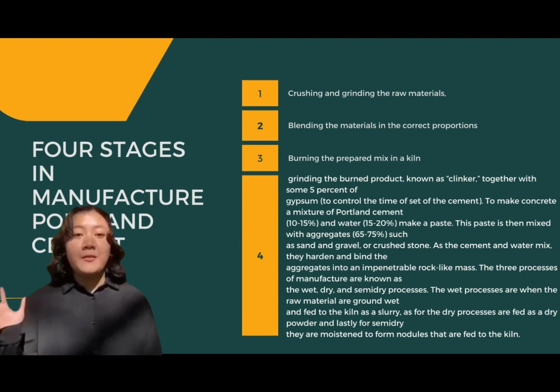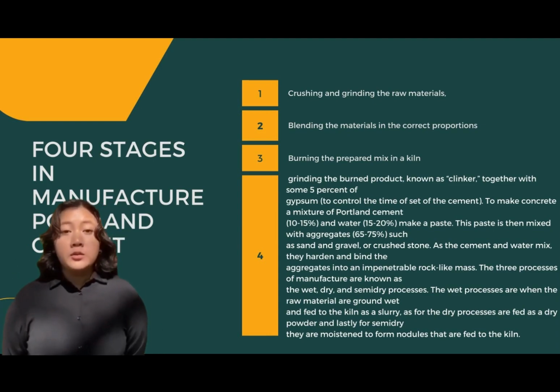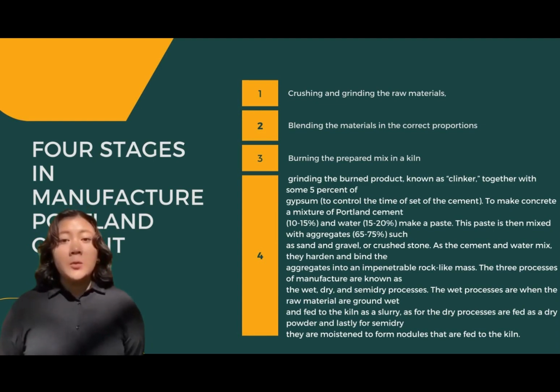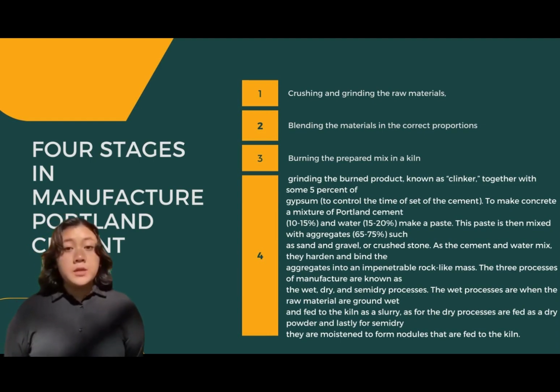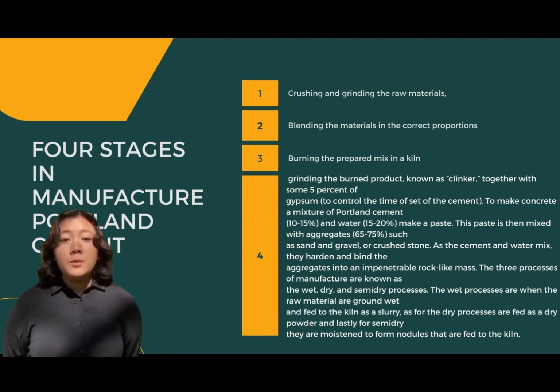There are 3 processes of manufacture, known as wet, dry, and semi-dry process. The wet process is when the raw materials are ground wet and fed to the kiln as a slurry. As for the dry process, they are fed as a dry powder. And lastly, for the semi-dry, they are moistened to form nodules that are fed to the kiln at the side.